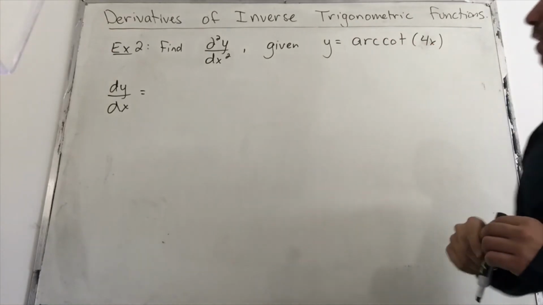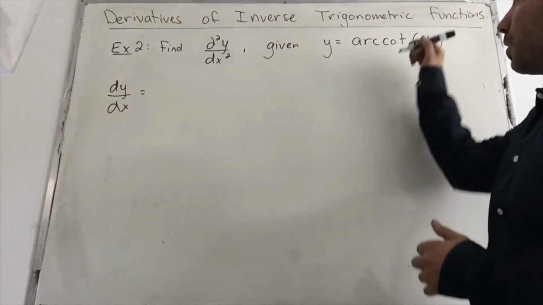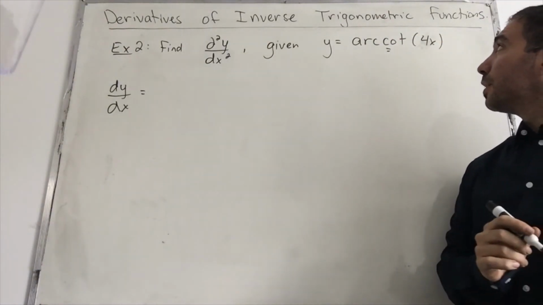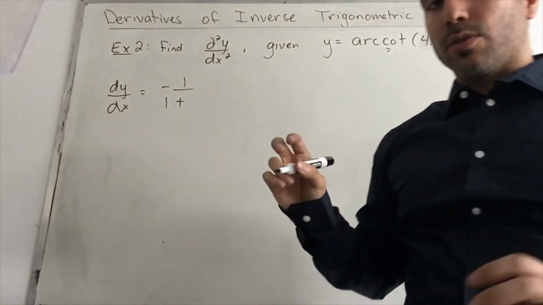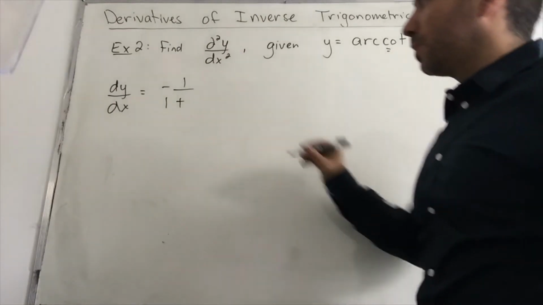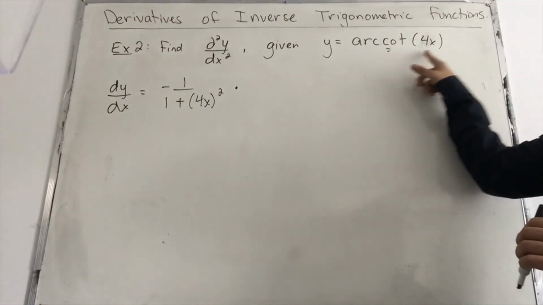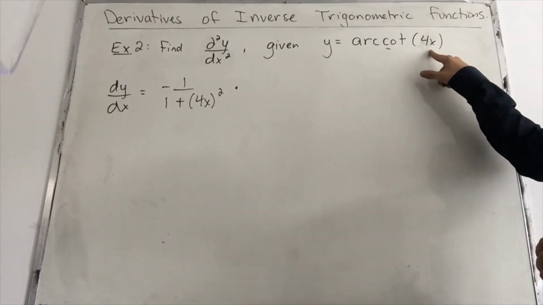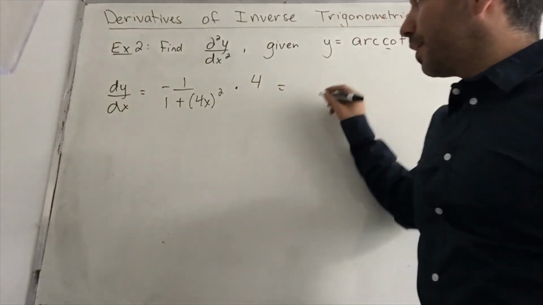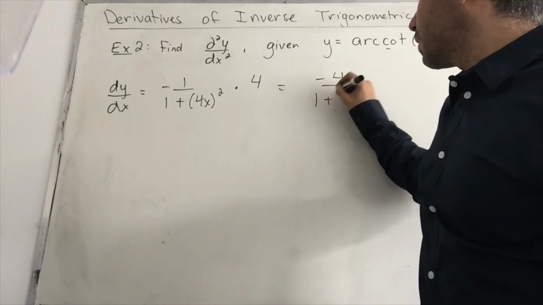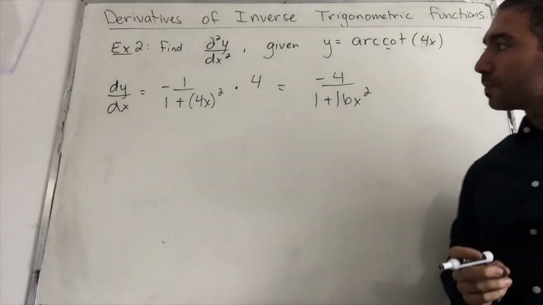Derivative of arccot is, well, we know the derivative of arctan is 1 over 1 plus x squared. So this is arccot, starts with a c, giving us negative 1 over 1 plus x squared, but it's not x, it's whatever's in the bracket because we have chain rule. So 4x squared. Now to finish the chain rule, we have to take the derivative of what's on the inside. So the derivative of 4x gives us just 4. Simplifying this, we get negative 4 on top over 1 plus 16x squared. Okay. This is the first derivative.